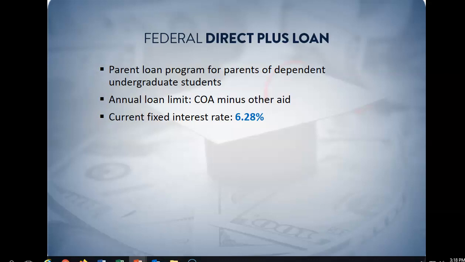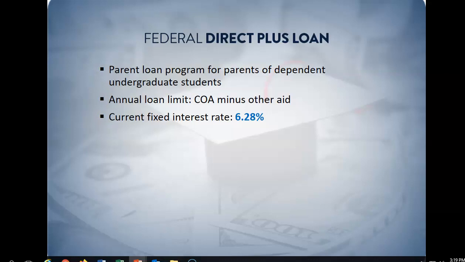The final loan program through the federal government is the Direct PLUS loan, which many of you might remember as the old PLUS loan or parent loan. That's what this is, except it goes directly through the federal government now. Unlike the subsidized and unsubsidized undergraduate loans, this loan requires a credit check. So the parent is the borrower and must undergo a credit check. And the annual limit for the loan is the cost of attendance minus all other financial aid.